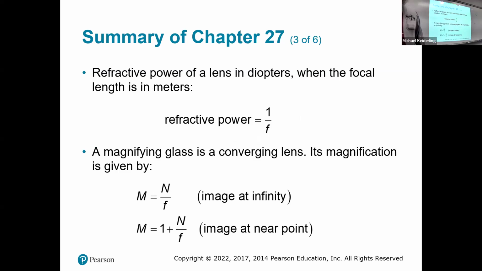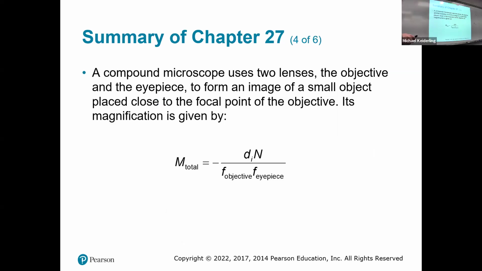A magnifying glass is a converging lens. Its magnification is given by, if you have an image at infinity, the magnification is the near point divided by the focal length. If the image is at the near point, the magnification is 1 plus the near point over the focal length. You gain a magnification. A compound microscope uses two lenses, the objective and the eyepiece, to form an image of a small object placed close to the focal point of the objective. Its magnification is given by minus D over focal length of the objective over focal length of eyepiece.